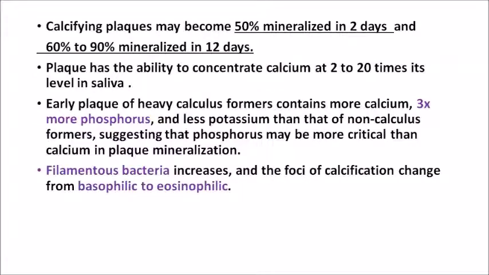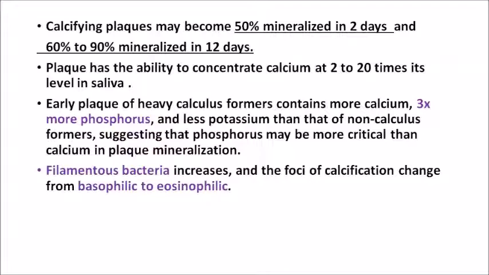Now, as we all know, plaque calcifies to form calculus. The calcifying plaque becomes 50% mineralized in 2 days. Just in 2 days, half of it is mineralized, and the remaining 60 to 90% takes 12 days to mineralize. This numerical is important: 50% mineralized in 2 days and 60 to 90% mineralized in 12 days. One more thing is, plaque has the ability to concentrate calcium some 2 to 20 times its level in saliva. That is why it has a calculus forming tendency.